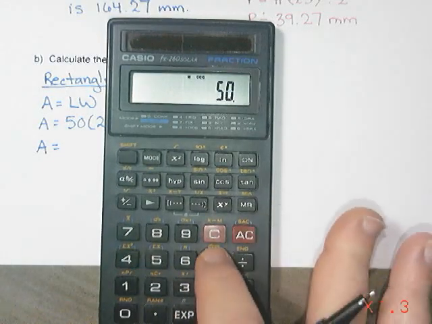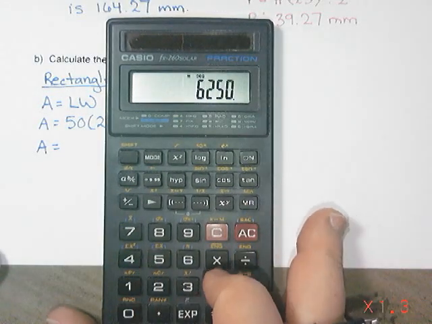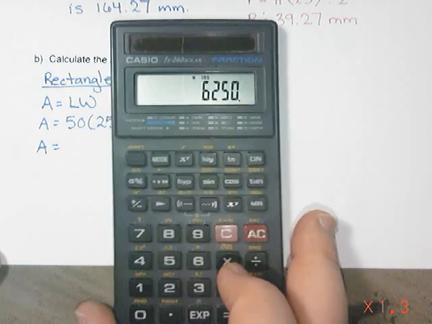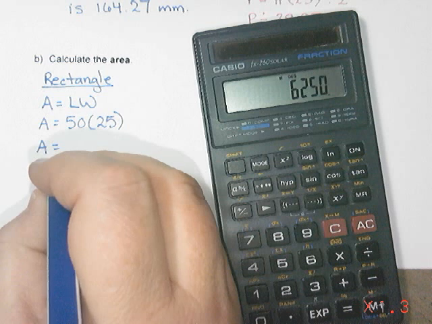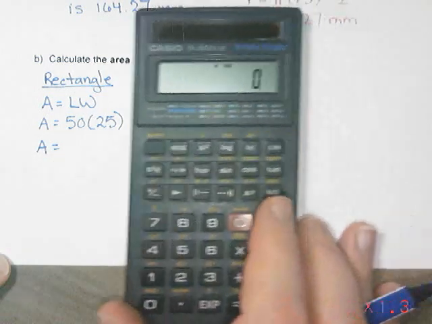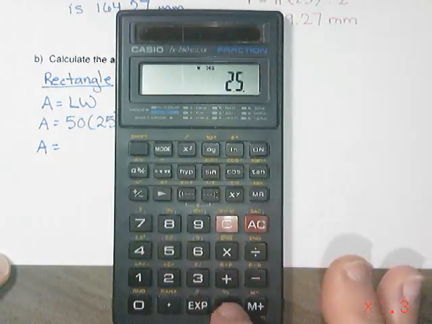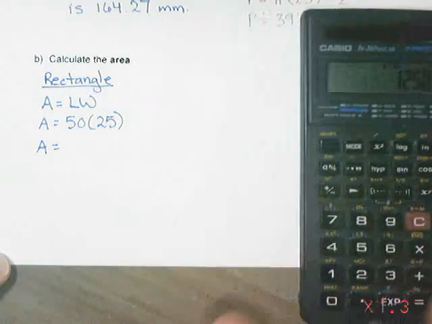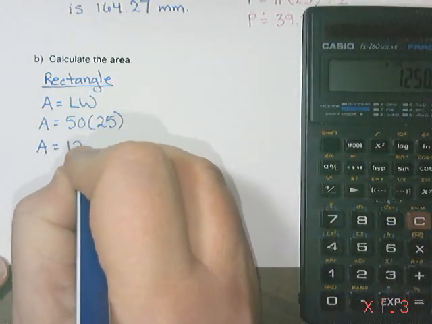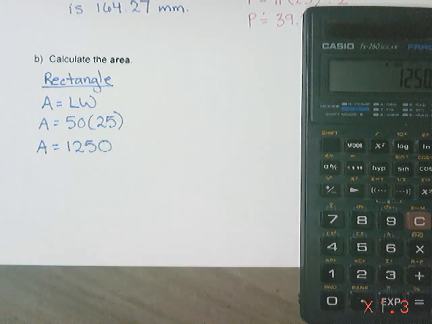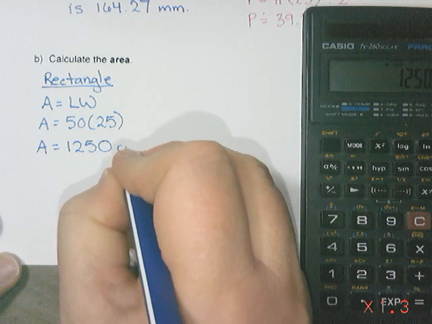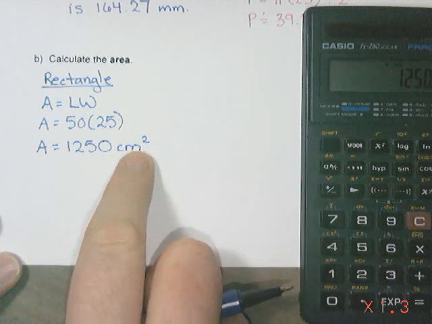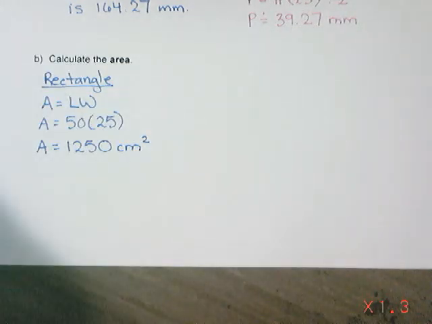All right, 50 times 25 is, I don't think I typed that in right. There we go. It is 1,250. And we multiplied centimeters by centimeters, so this is centimeters squared. Area is always squared on the units. So that's the area of the rectangle.